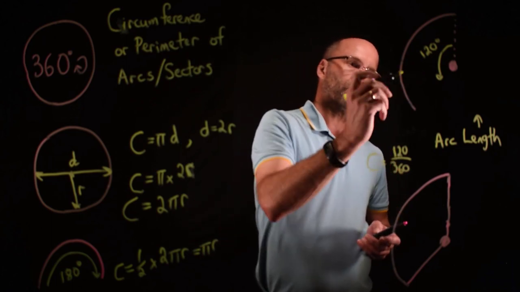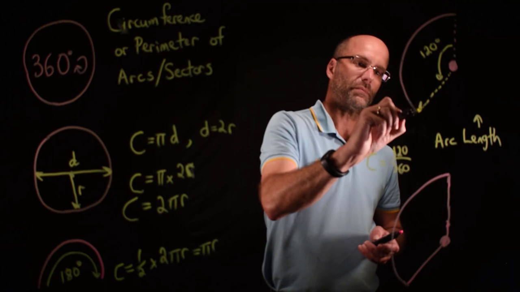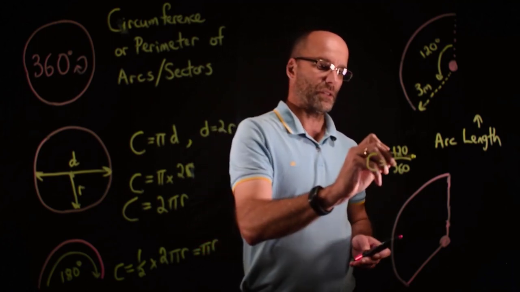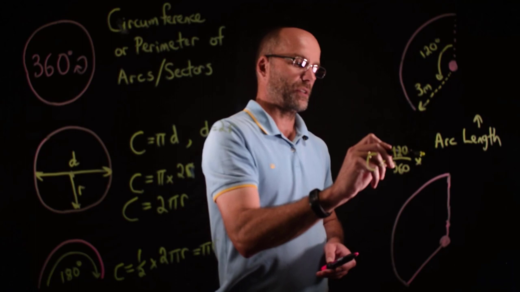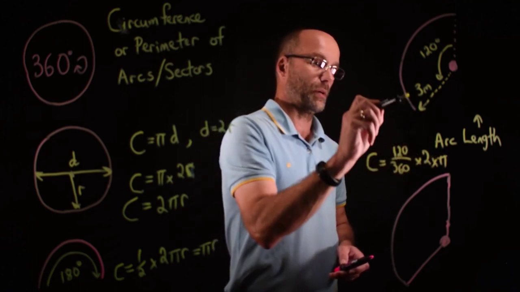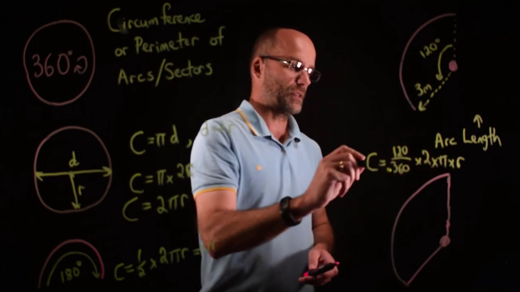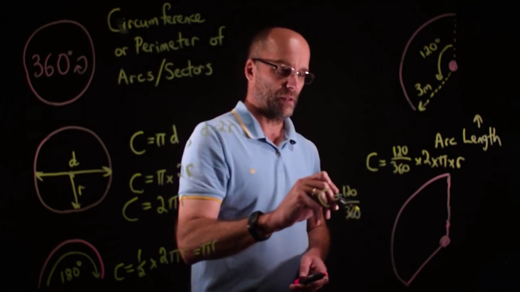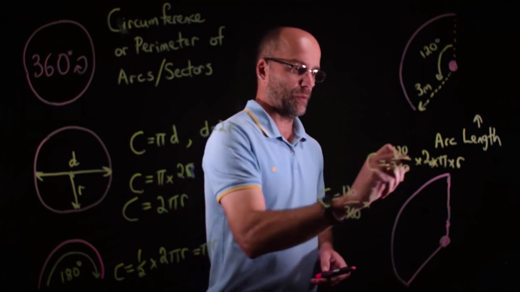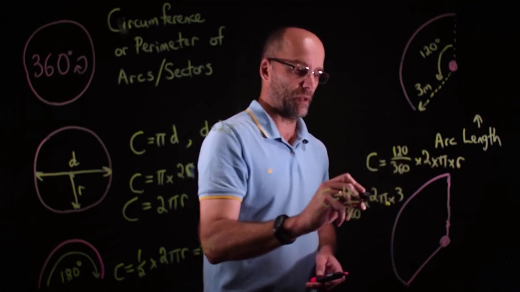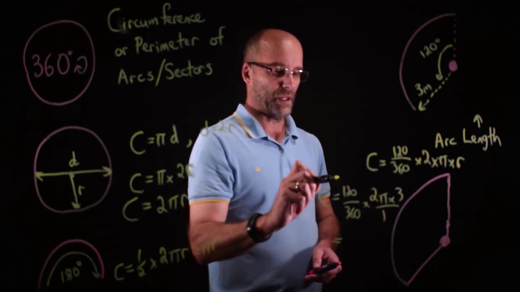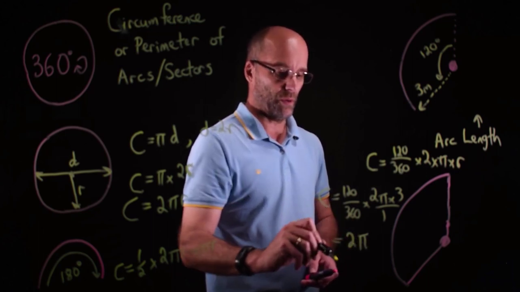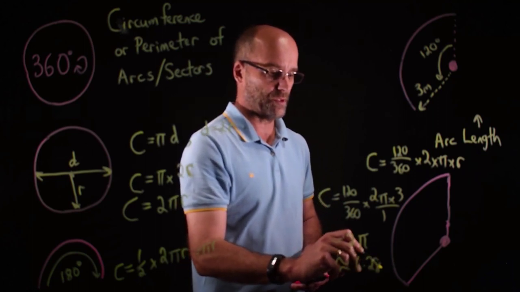Now, let's suppose we're given the radius of this one. Let's suppose that it's 3 meters. That makes our calculation easy. So it's 120 out of 360 times 2 times pi times r, and in this case, r is equal to 3. So we've got 120 over 360 times, I'm going to put these over 1, 2 pi times 3 over 1 because it's fractions, and that comes out to 2, the 3's cancel out, so we just have 2 pi. Or if you need a decimal, that's approximately 6.28 meters.